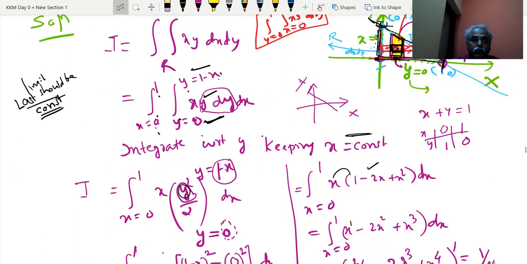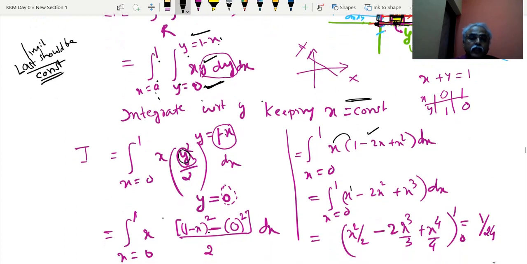Upper limit is, wherever y is there, you put 1 minus x, drag it and put here. So 1 minus x whole square minus lower limit is 0. We are not touching x and dx. Now, everything should be in terms of x. After integrating with respect to y and putting limits, y should vanish. Here y term should not be there, otherwise it is a basic mistake.